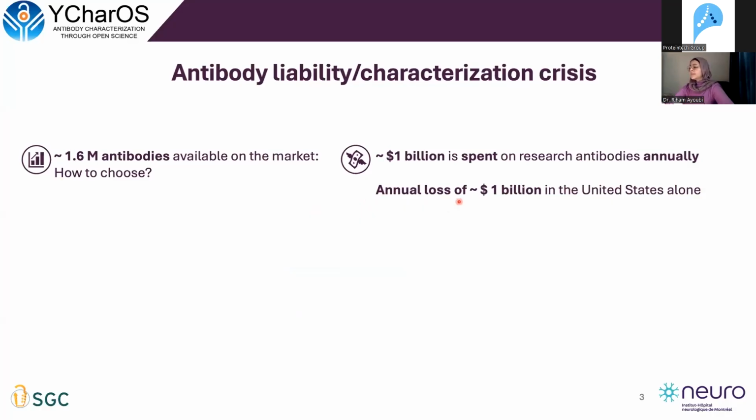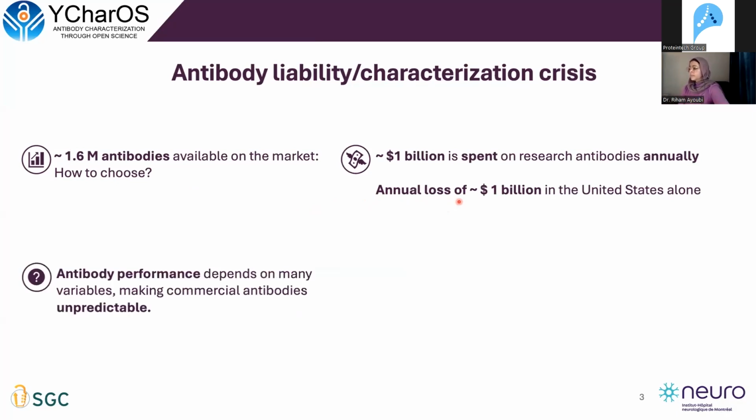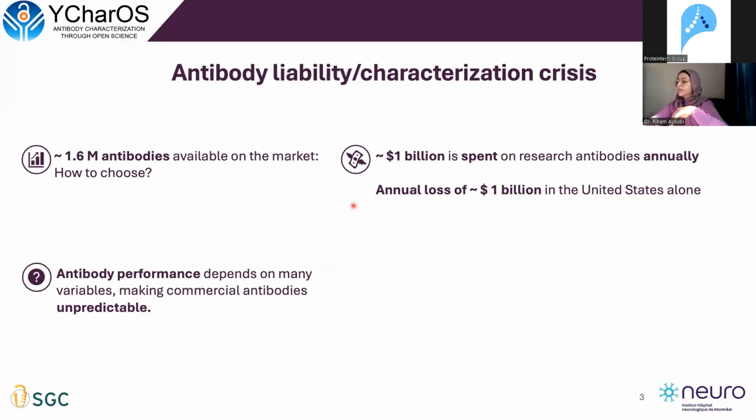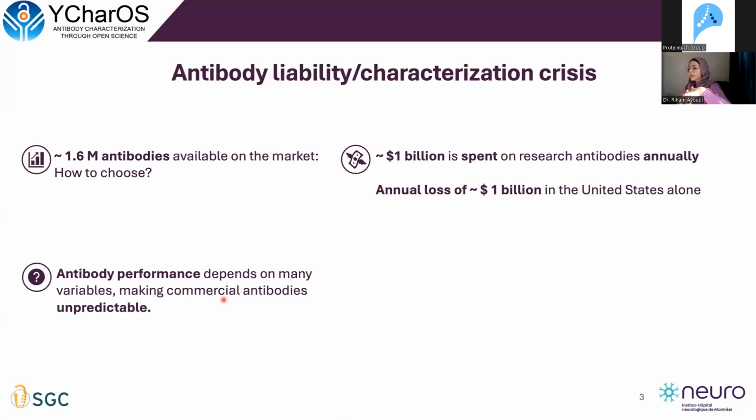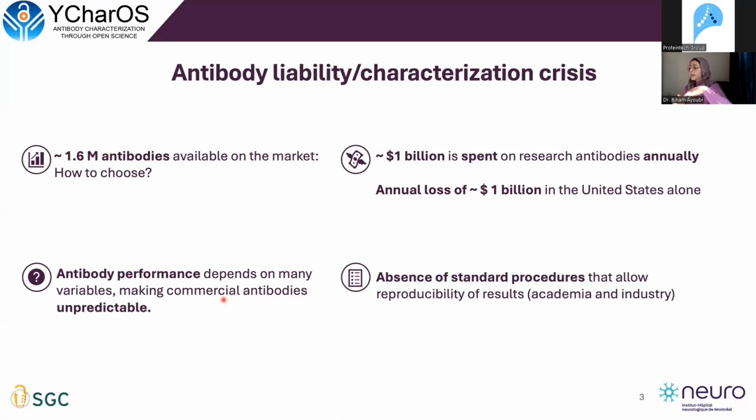In addition to that, time and samples and other resources are also wasted in the process. The issue arises from two main facts. The first one is that antibodies may perform differently depending on testing conditions, making them very unpredictable. And the second one is the absence of standard procedures to follow to ensure data reproducibility. And that's applicable to both academics and sometimes in the industry as well.